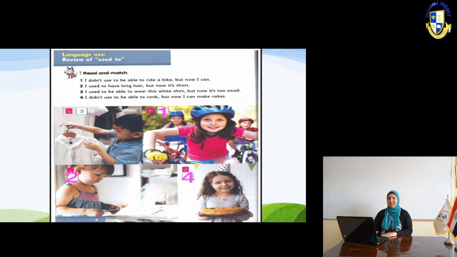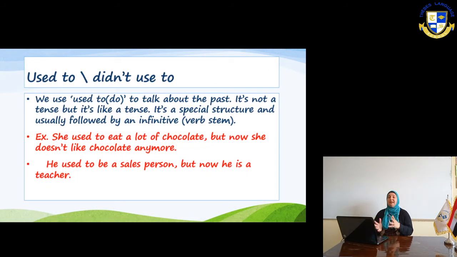Okay, in the next slide, you can see the uses of used to or didn't used to. From the previous slide, you know how you can use used to. We use used to talk about the past. It is not a tense, but it's like a tense. It's a special structure usually followed by an infinitive or the verb stem. So I should say I used to play, I used to go. After to, you put the verb stem or the infinitive of the verb.